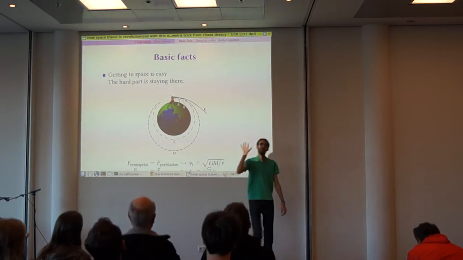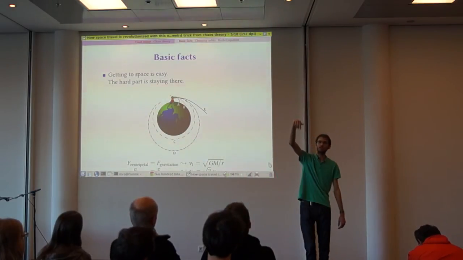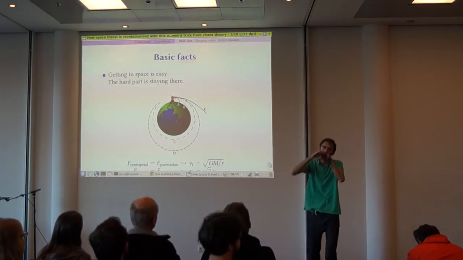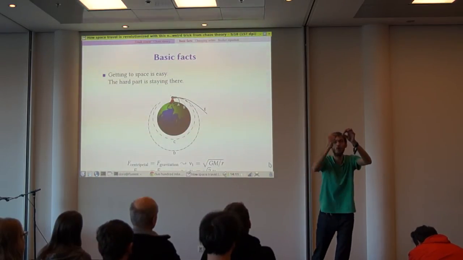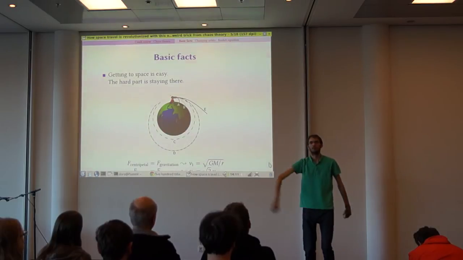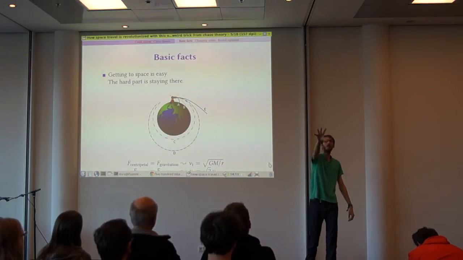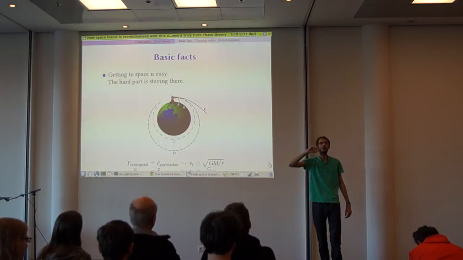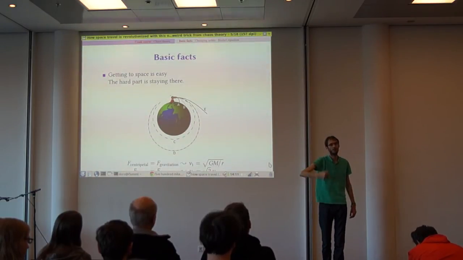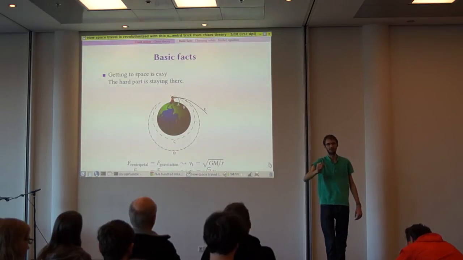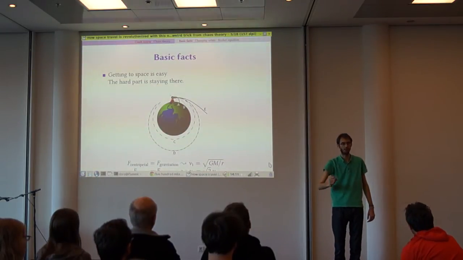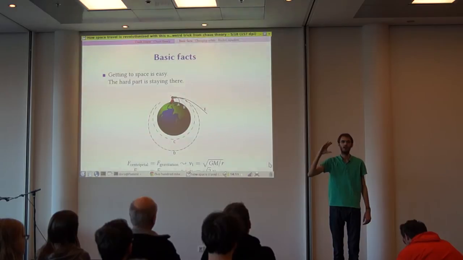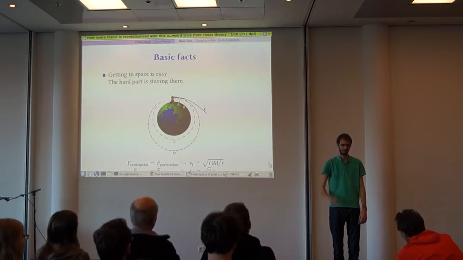The ball would go on and go on. It would always be falling, but also it will go in this direction, and it will always miss Earth. So by throwing a ball really, really, really hard in the horizontal direction, you can make it go on a circular orbit around Earth. That's how you reach space instead. You have to have a really high horizontal velocity.